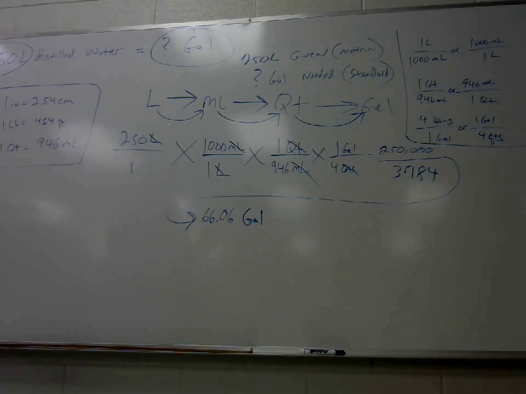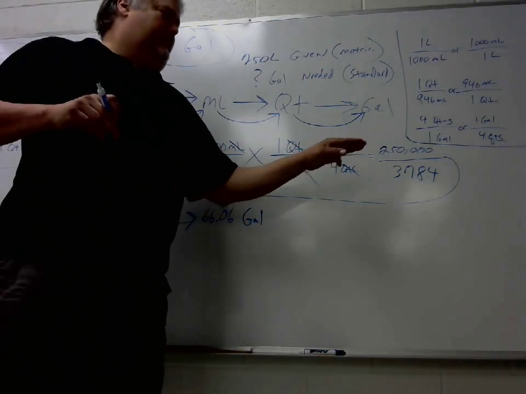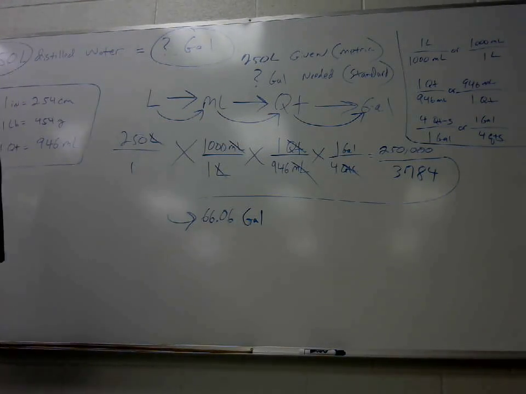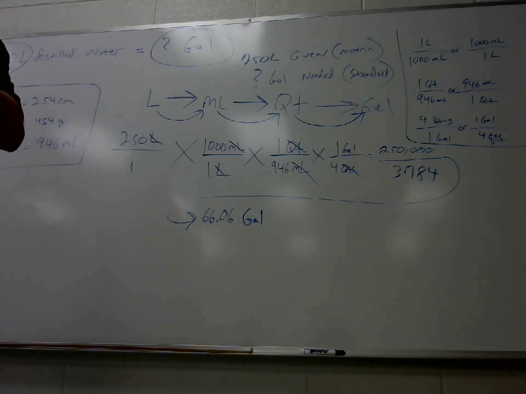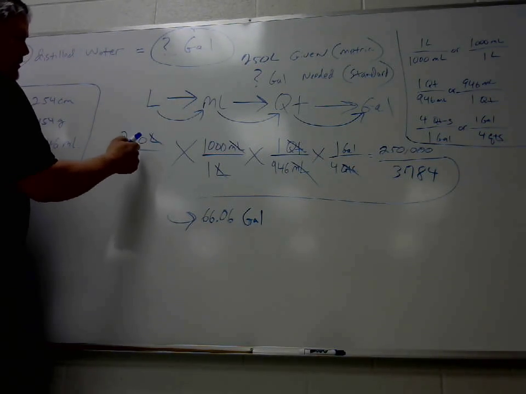So 66.06 gallons. However, we're not finished because we need to put the answer in the correct number of significant figures. And how do we determine that? What have we done here? We've done multiplication and division. What is the rule for multiplication and division when it comes to significant figures? You go by the one with the least significant figures, the least number of applicable significant figures in the problem. So we start with your given. How many significant figures in 250 without the decimal?